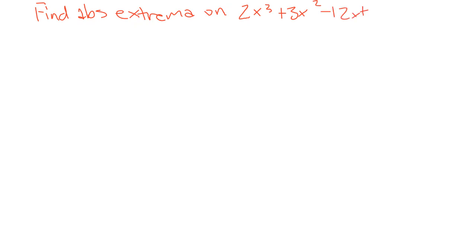All right, so the first example that we're going to do is we are going to find our extrema on the function 2x cubed plus 3x squared minus 12x plus 4 on the interval -4 to 2.